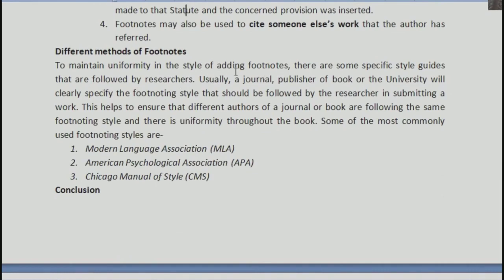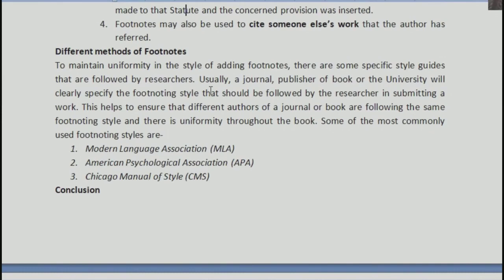To make the style of adding footnotes uniform, there are some specific style guides that are followed by researchers. There can be a book being published where 20 different authors have each written one article. There can be a magazine or a journal where 20 different authors have written articles. Now, I may give the details in a certain way. You may write it in your own way. Another author may write it in their own way.